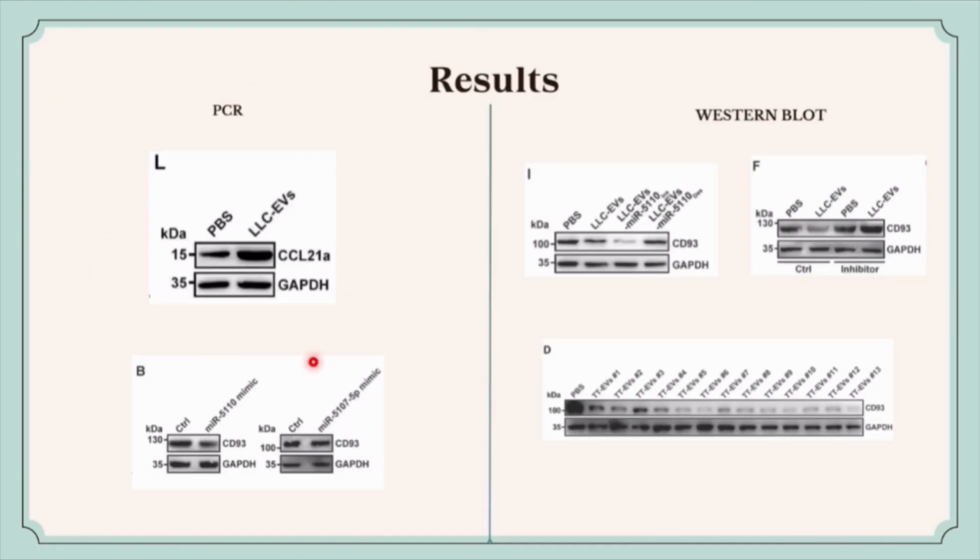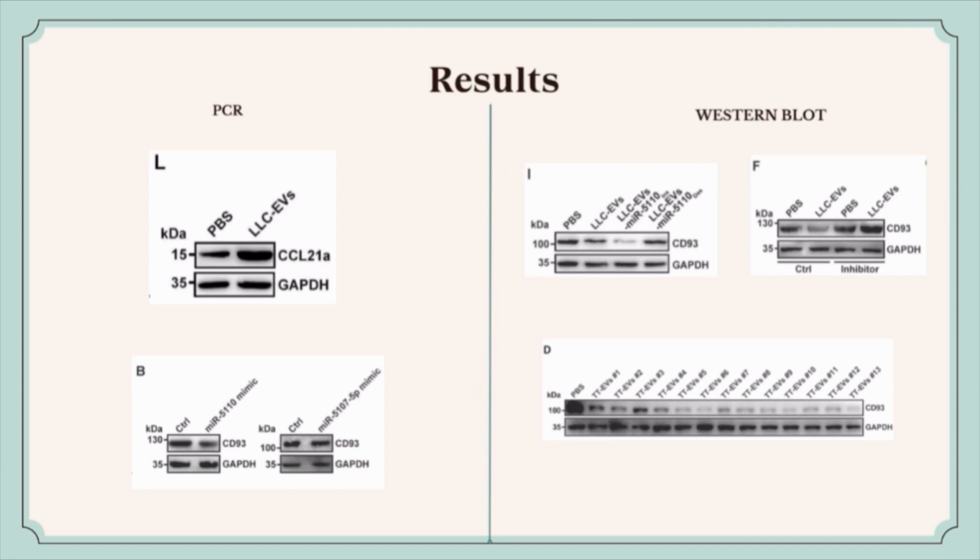In the PCR, mice were intrapleurally injected with LLC-EVs. After 24 hours, the pleural CCL21A messenger RNA levels were determined by real-time PCR. CCL21A is a protein involved in immunoregulatory and inflammatory processes. We can see that in the presence of LLC-EVs, the expression of the protein CCL21A is higher. These two are small chemically synthesized RNAs that mimic endogenous messenger RNAs.